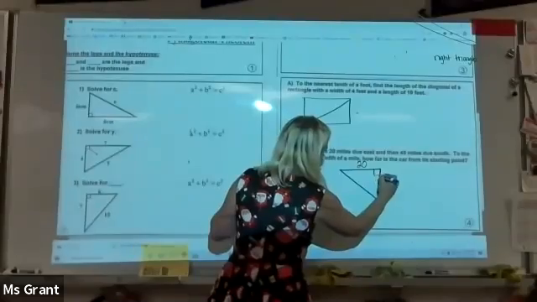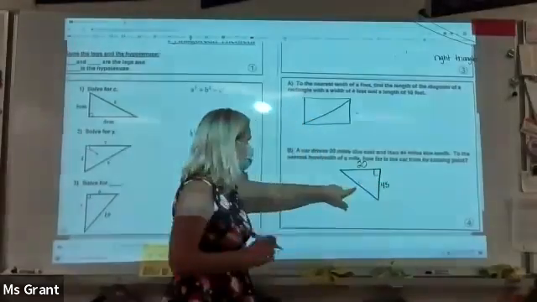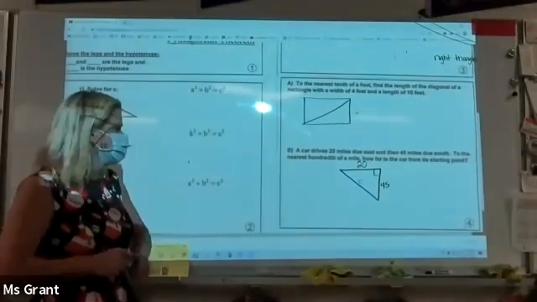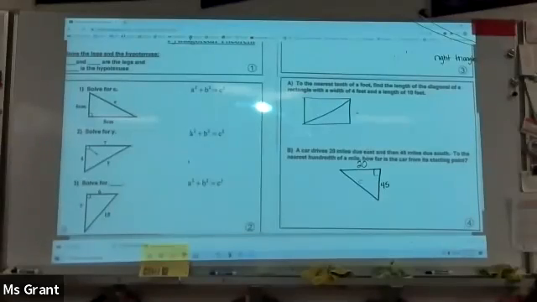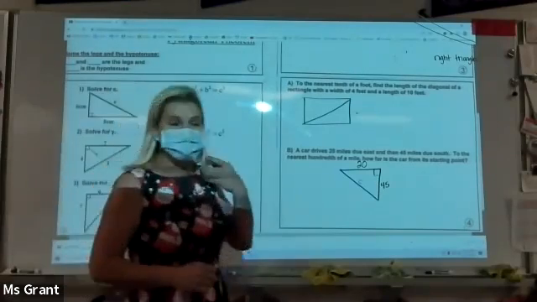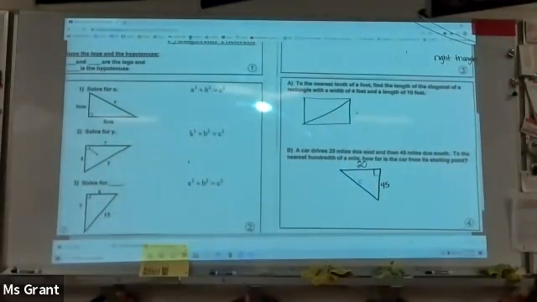So here's as the crow flies. I'm trying to find my C. Okay. So go ahead and get started on that right now. And I'm going to stay here. Miss Grant. Yeah.